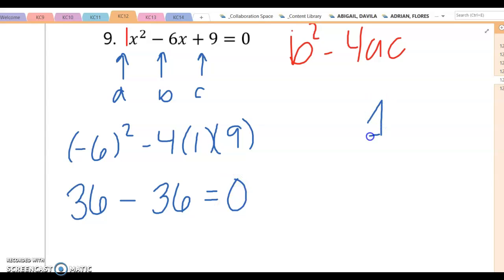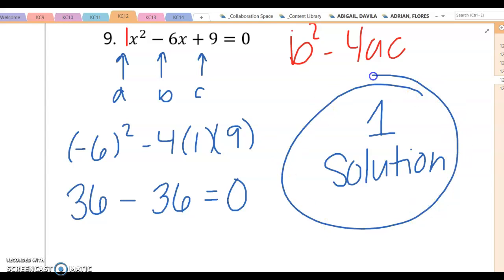So this means we would have one solution, because you can't have plus 0 and minus 0, right? There is no positive or negative 0. It's just 0. And that is everything for your second part of your 12C notes.